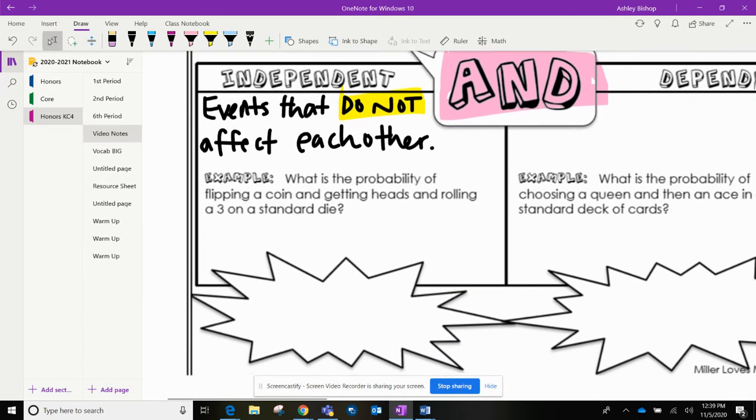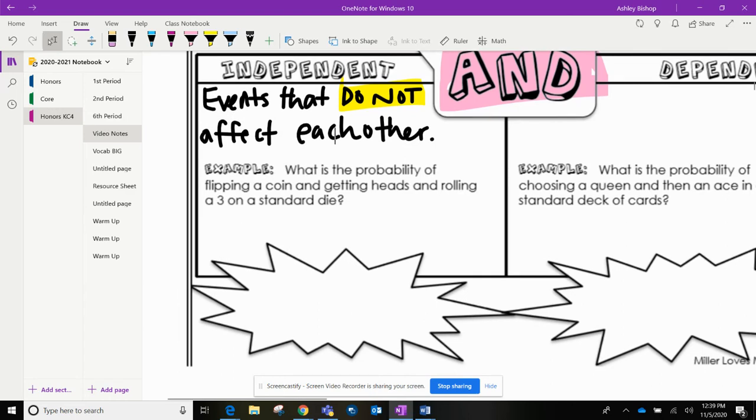So in this example, the probability of flipping a coin and getting heads and rolling a 3 on a standard dice. Well, when I flip a coin, whatever it lands on doesn't affect my ability to roll a 3 on a standard dice. They do not affect each other. It's not that they don't have anything in common, which they don't in this problem, but they will not affect each other. No matter what I do with that coin, it's completely independent to a dice.